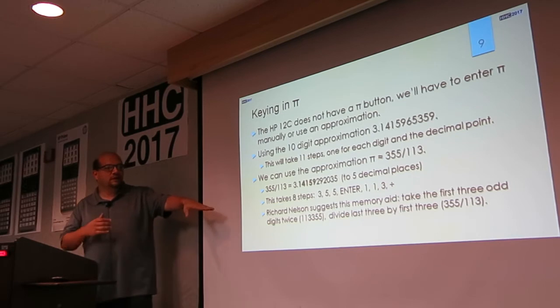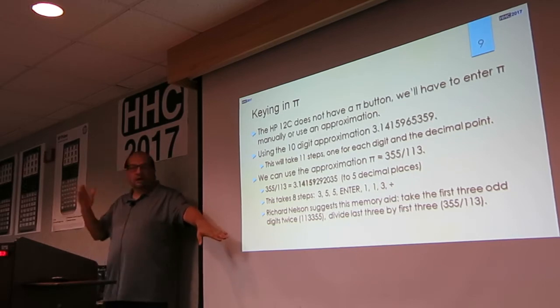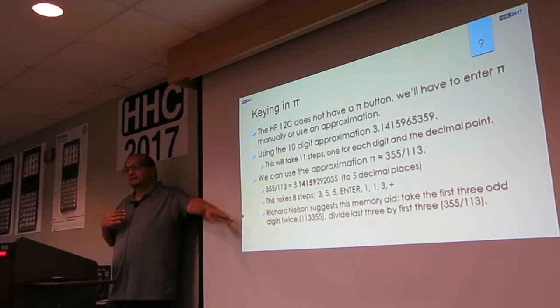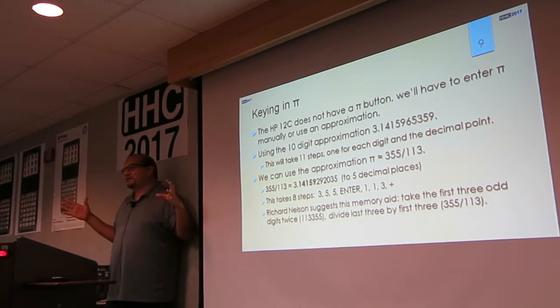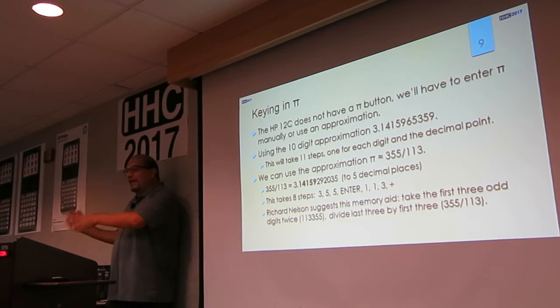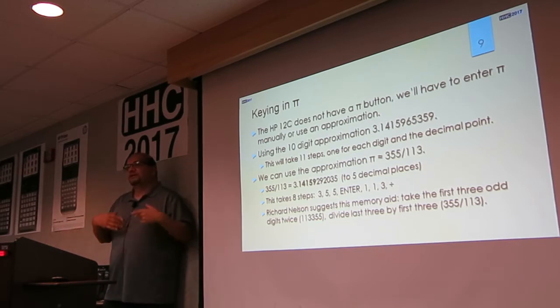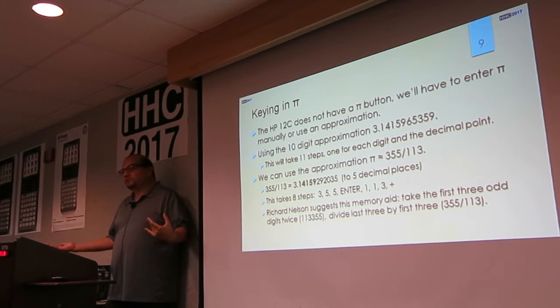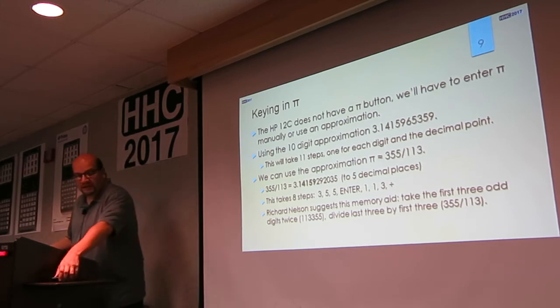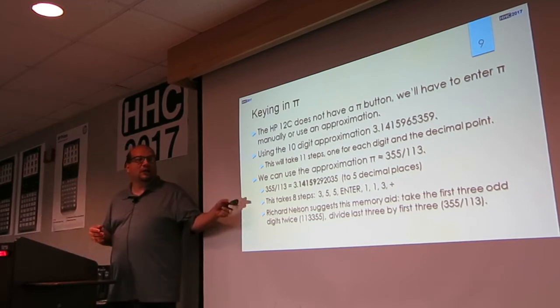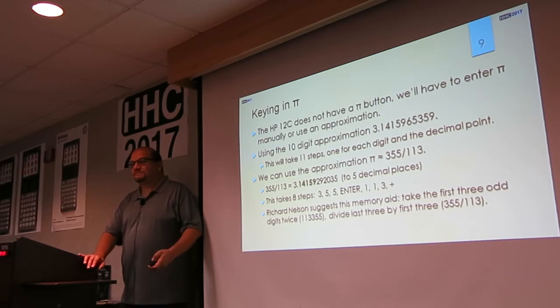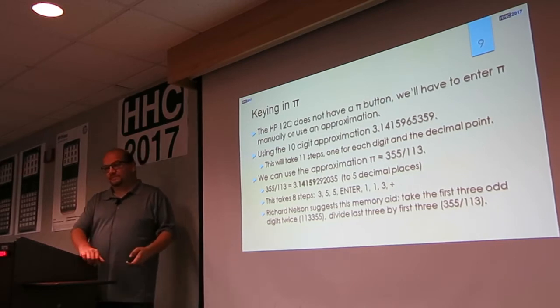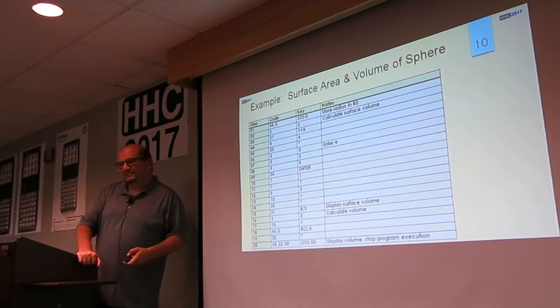In reviewing the presentation, Richard Nelson suggested that you can do this mnemonic by taking the first 3 odd digits twice. So 1, 1, 3, 3, 5, 5. Divide the last 3 by the first 3. And other options would be 22 over 7, square root of 10. So there are some other options to save some time and space. This has a very good approximation. Yeah, it's usually good for the simplicity.